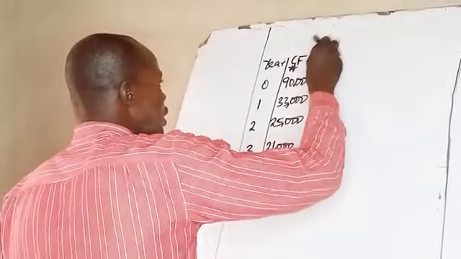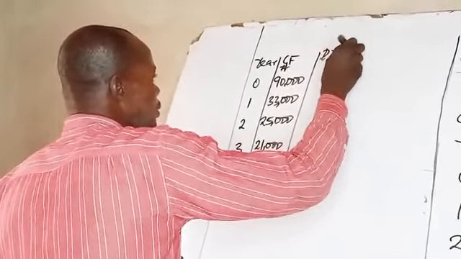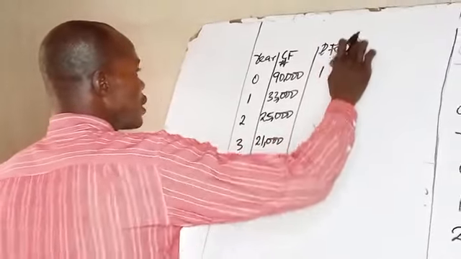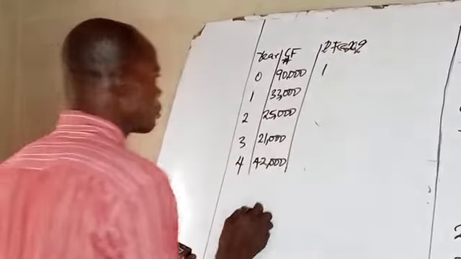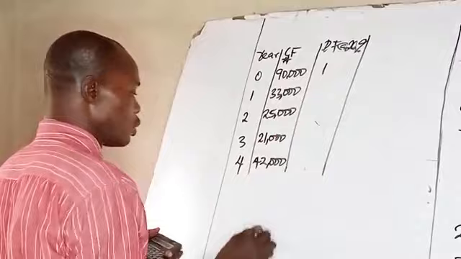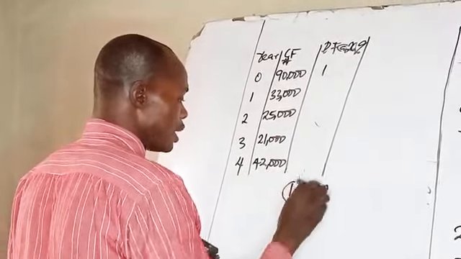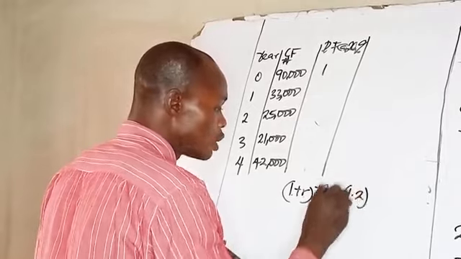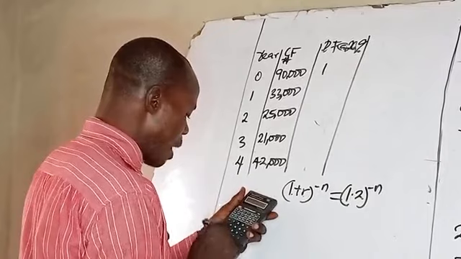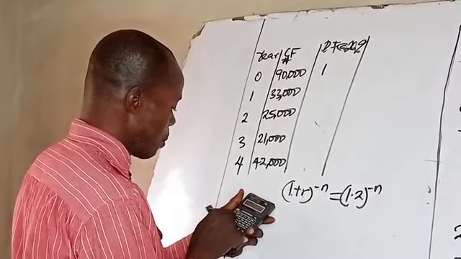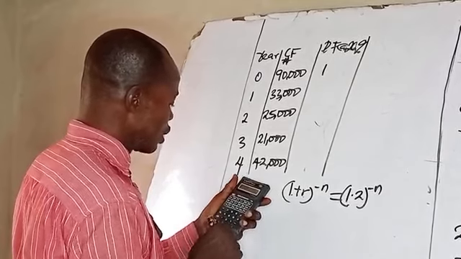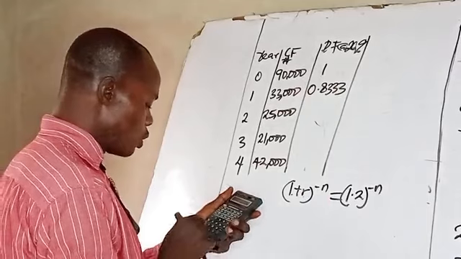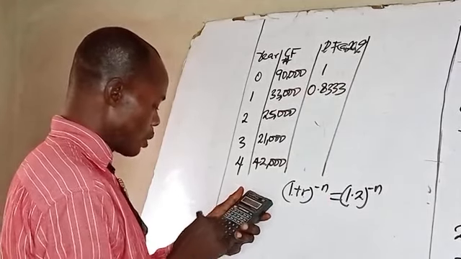Let's try a discount factor of, or let me use, 20%. Year 0, it's always 1. Year 1, you know the formula is 1 plus R raised to the power minus N. If R is 20%, that is 0.2, so 1 plus 0.2 is 1.2 raised to the power minus N. For year 1, 1.2 raised to the power minus 1 gives us 0.8333.